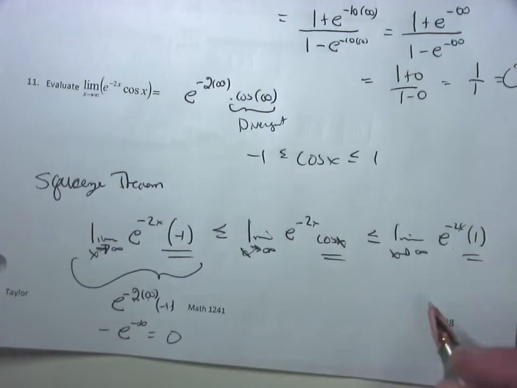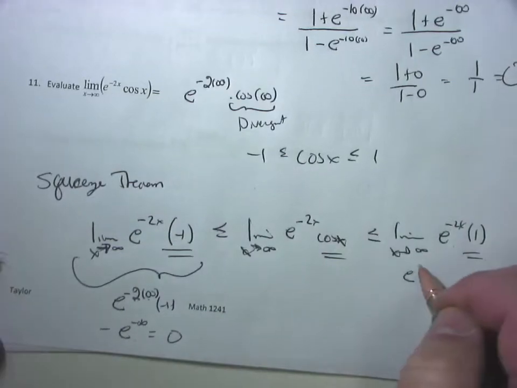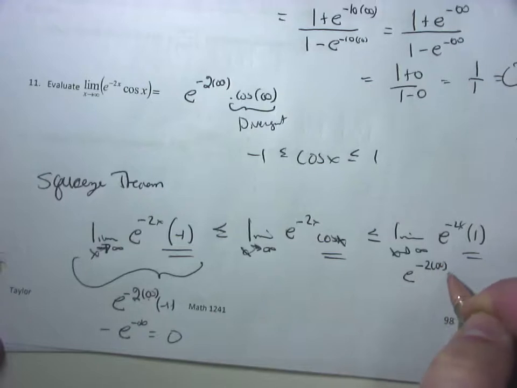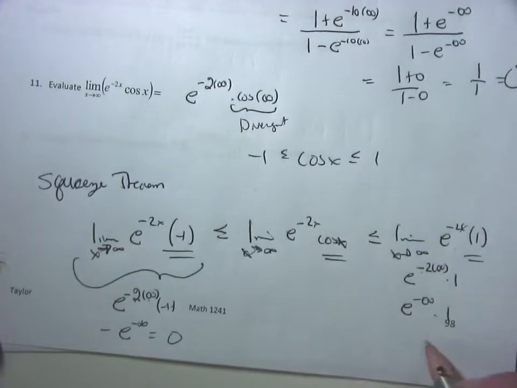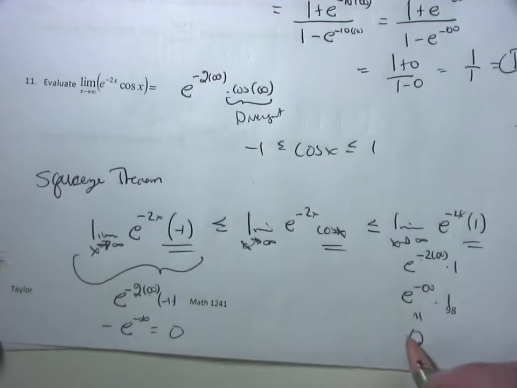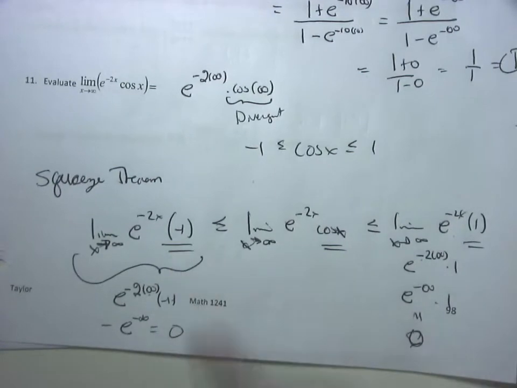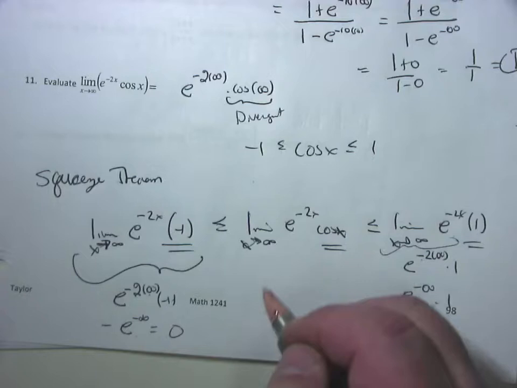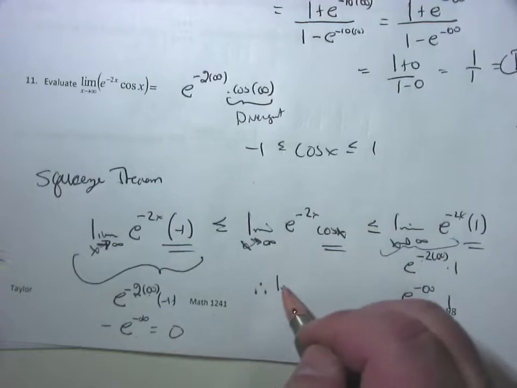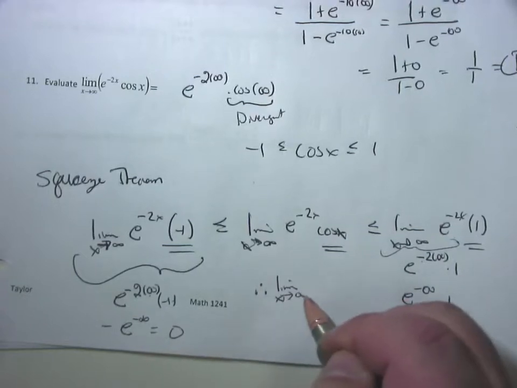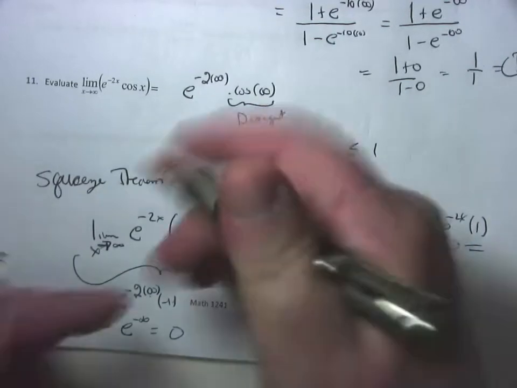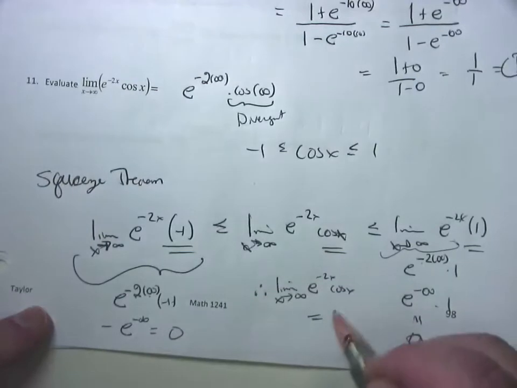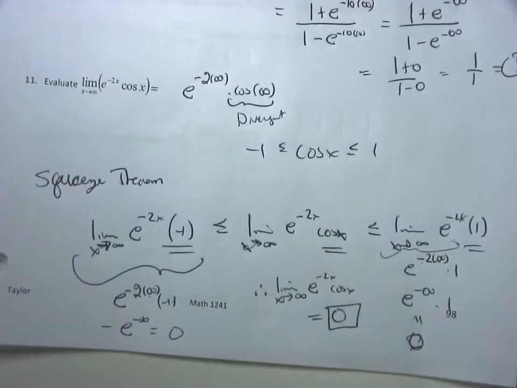What about this guy over here? Plug it in. I get e to the negative 2 times infinity times 1. But 2 times negative infinity is negative infinity, and e to the negative infinity times 1 is 0. So the left goes to 0, the right goes to 0. By the squeeze theorem, what's the limit as x approaches infinity of e to the negative 2x times the cosine of x? What's that going to equal? If the left goes to 0 and the right goes to 0, the middle's got to go to 0. Start the squeeze there.